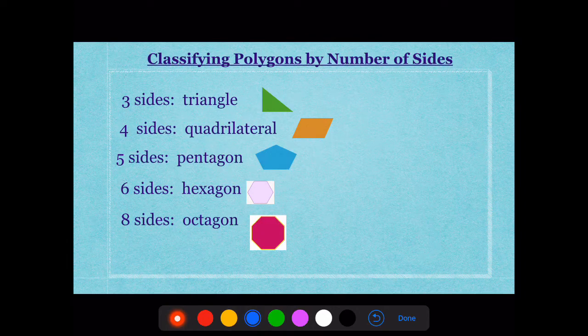Polygons have a special name based on the number of sides they have. Of course you know that a three-sided polygon is a triangle. Last time we talked about how four sides are called a quadrilateral, and there are many different kinds of quadrilaterals. A five-sided polygon is called a pentagon. A six-sided polygon is called a hexagon. And if a polygon has 8 sides, it's called an octagon. And there you can see some of the shapes.